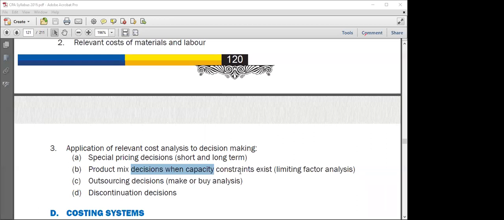Aspects of outsourcing, like I said, make or buy analysis. Some organizations have continuously understood that you cannot produce everything. If you're in manufacturing, maybe you're doing cars, you may opt to outsource tires from another organization. So you should try to understand under what circumstances organizations make such decisions to say, let's make instead of buying, or let's buy instead of making.